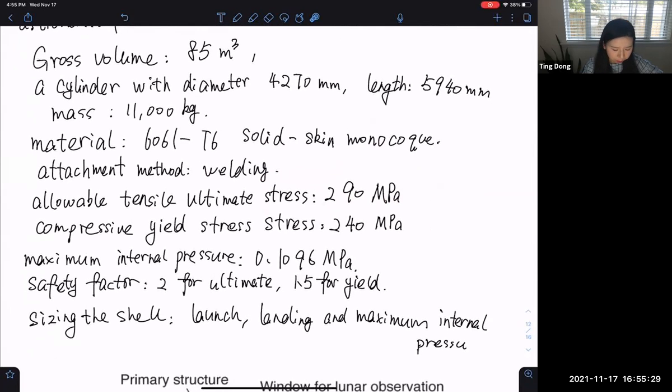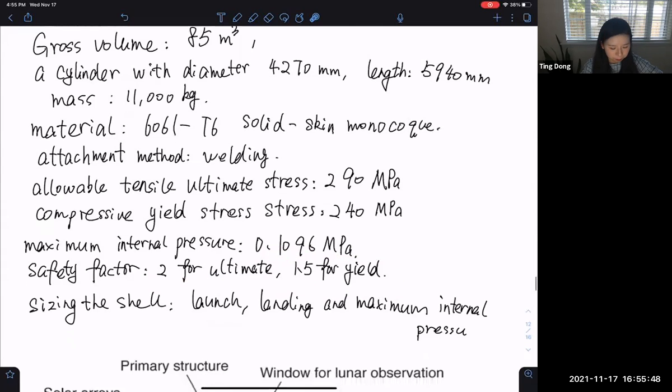And for the pressure vessel, the maximum internal pressure is 0.1096 megapascal. And for the safety factor, if you use the ultimate strength, use 2. If you use the yield strength, use 1.5.